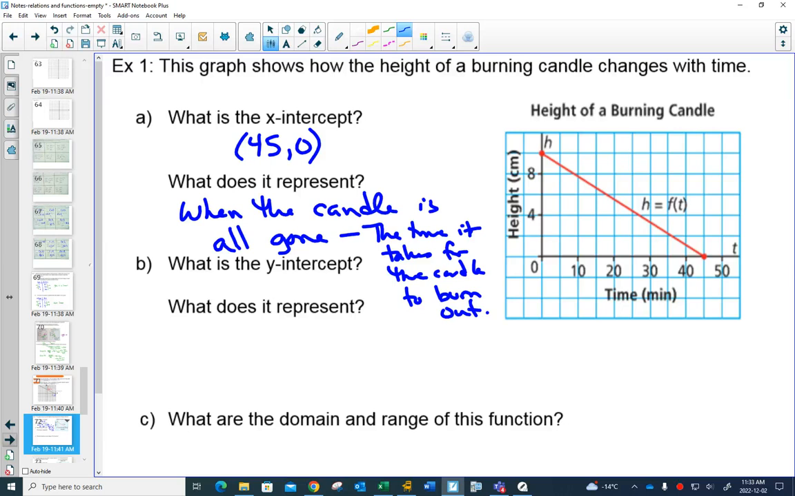What is the y-intercept? Well, now 0, comma 10. Right now the x is 0, the y is 10.